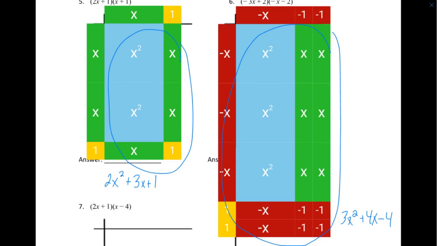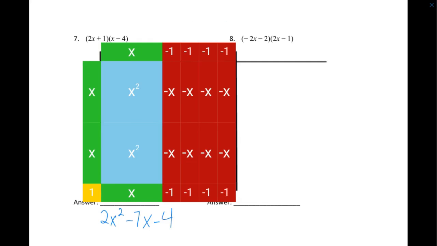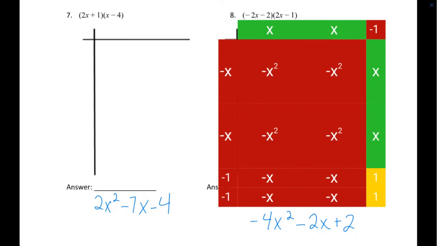All right, so what I want you to do now is go ahead and try those last 2 on your own. I'm going to take away all that stuff above and go ahead and pause the video and then check your answers once you are done. So for number 7, you should have gotten 2x squared minus 7x minus 4. And for number 8, you should have gotten negative 4x squared minus 2x plus 2.